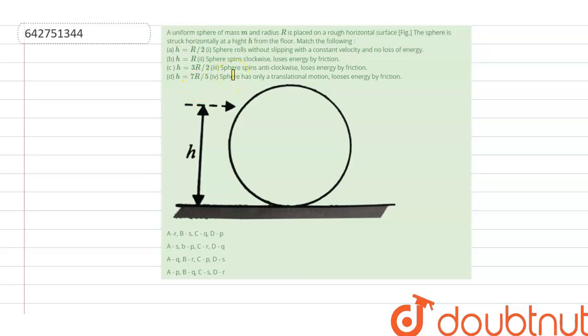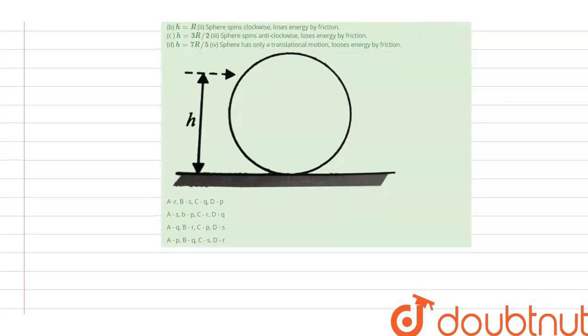Before doing that, let's try to analyze what is happening with the given sphere. At some height h, there is a force applied along this direction. If this is the center of mass, this distance will be r, and this distance will be r minus h.